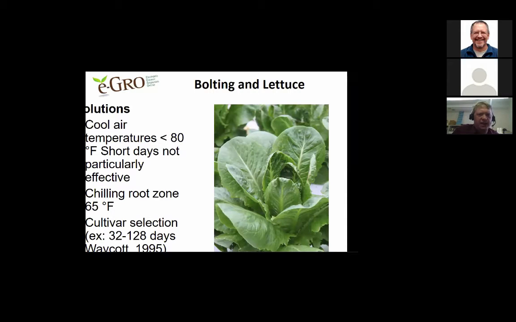And then I think a real opportunity for us greenhouse growers is actually cultivar selection. So there was a paper back from 1995 that looked at dozens of varieties of lettuce, grew them under a 16-hour photoperiod, so under an inductive long day photoperiod. And it found that days to bolting really varied highly based on cultivar. So on the low end, some cultivars bolted at 32 days, while other cultivars took 128 days to bolt.